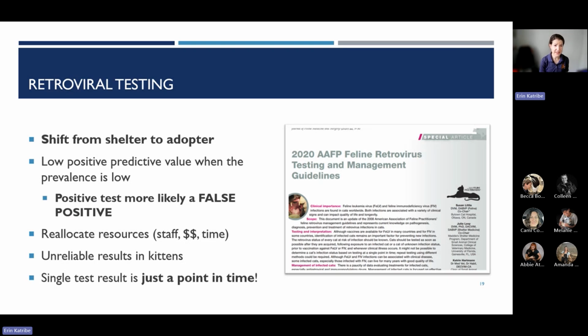Additionally, results are unreliable in kittens for both diseases. And a single test result, whether it's a positive test or a negative test, even if we knew for sure that it was a real result, right, it's still just a point in time. And a cat that is positive today can actually clear that infection in the case of feline leukemia. Or if the test is negative today, that cat could be incubating one of these diseases and test positive tomorrow or the next day, right? And so recognizing a test is just a single point in time anyway. And again, especially when it comes to feline leukemia, this is a really, really, really complex disease.